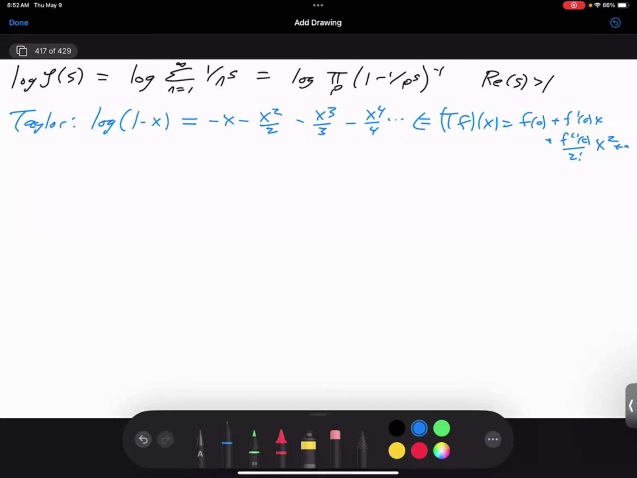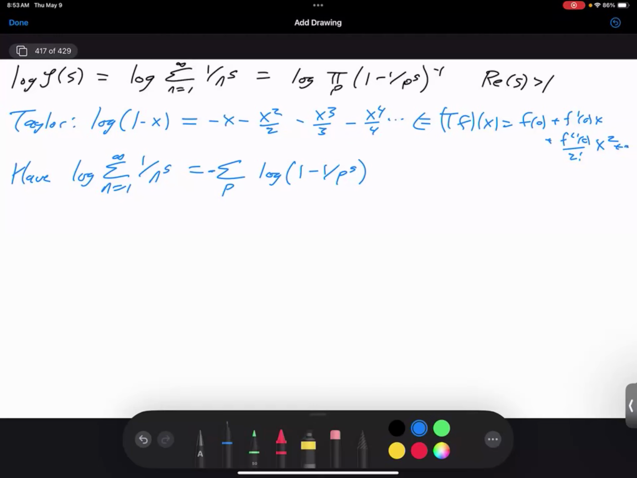All right, well, what's the log of a product? What will sums of logs do? So we have the log of the sum, n goes from 1 to infinity, of 1 over n to the s, is equal to the sum over the primes of the log of (1 minus 1 over p to the s) inverse. Well, I can pull out the negative 1, right? And I'll have the log of 1 minus 1 over p to the s.